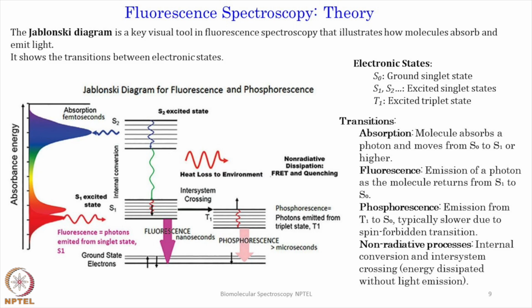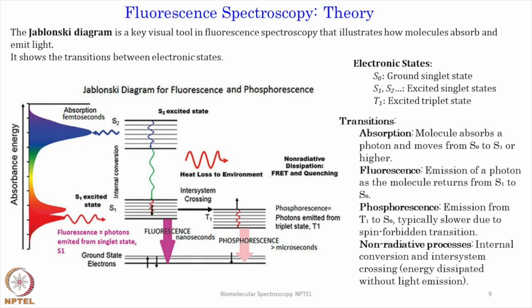This happens on the microsecond time scale. So, a photon is emitted from the triplet state, that is called phosphorescence. And there are some non-radiative dissipative processes that happen, we call it quenching. There is another terminology I will talk about later called FRET, fluorescence resonance energy transfer, but at the moment let us stop there.